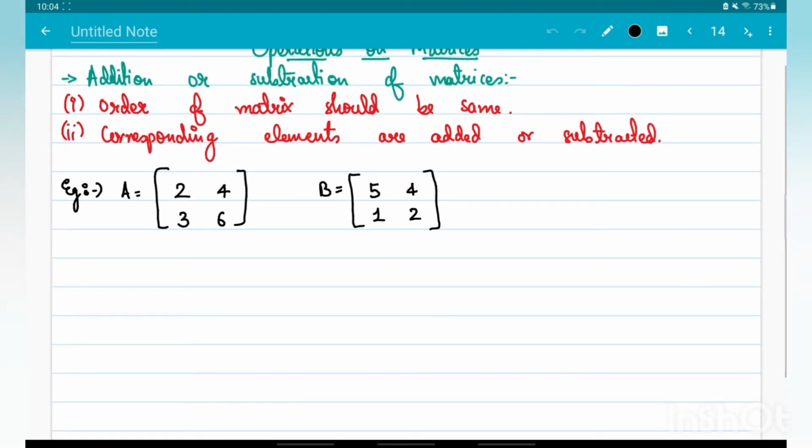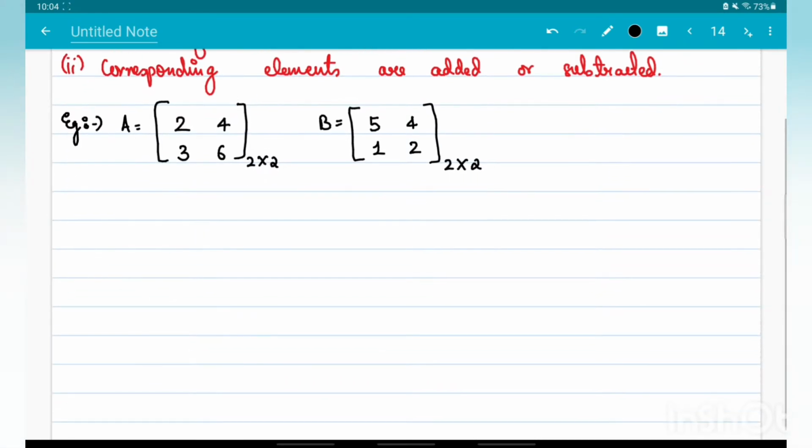Now suppose I take a matrix A, and this matrix is of order 2 by 2. Now if I want to add another matrix to this, or if I want to subtract a matrix from this, then that other matrix also should be of the same order. That is, the other matrix should also be of the order 2 by 2. That is why the second matrix that I have taken is also of order 2 by 2. And now I'm going to add both the matrices as well as subtract and check what's the answer.